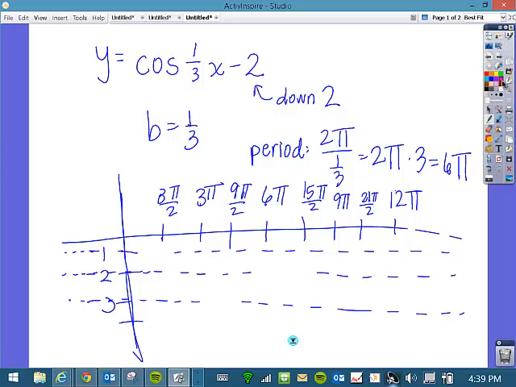Alright, and we're graphing cosine, so we're going to start at the top, and then go to the middle, and then go down, and then go to the middle, and go up, and the middle, and down, and the middle, and up. And just connect them. And there you go.